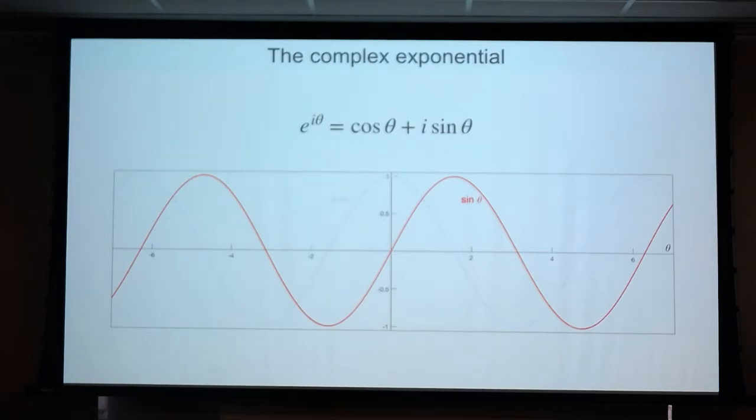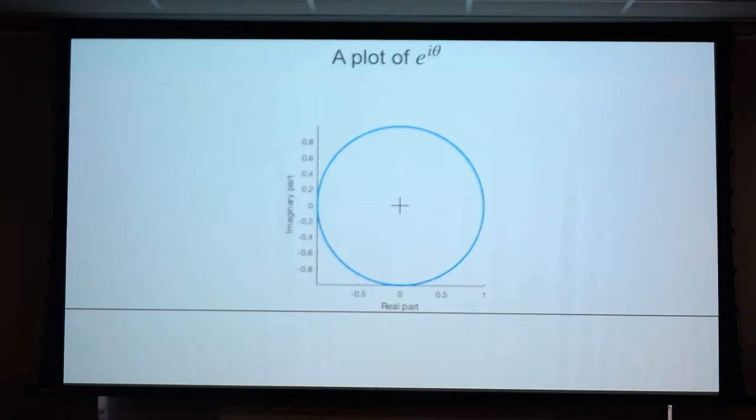And e to the i theta contains both of these. And this is where the bookkeeping property of complex numbers comes in, that a whole lot of things can be expressed as sums of sine and cosine terms. And if we use the complex exponential e to the i theta, we get both in one.